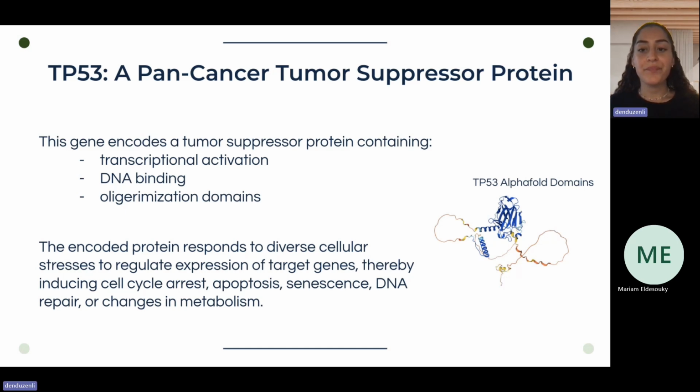So if we think about what would happen if there were mutations in this gene, obviously these pathways for apoptosis or DNA repair would not be able to occur. And this is what can lead to the development and progression of cancer, because those cancer cells are not being killed off and they're being allowed to proliferate in the body.